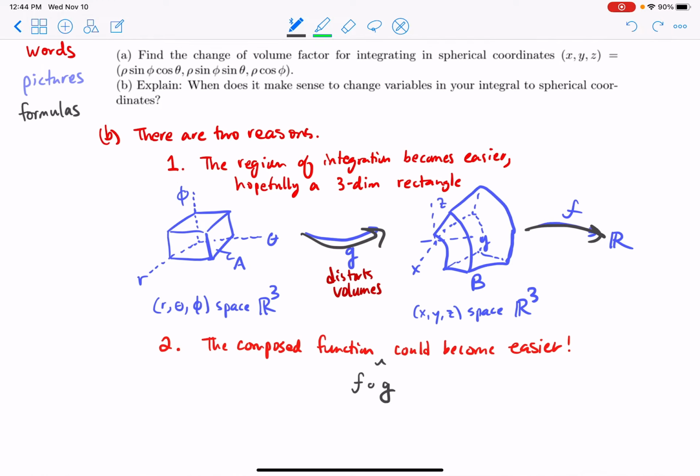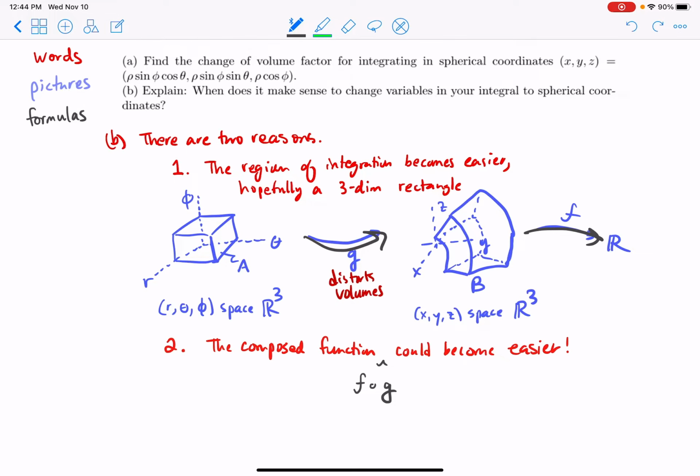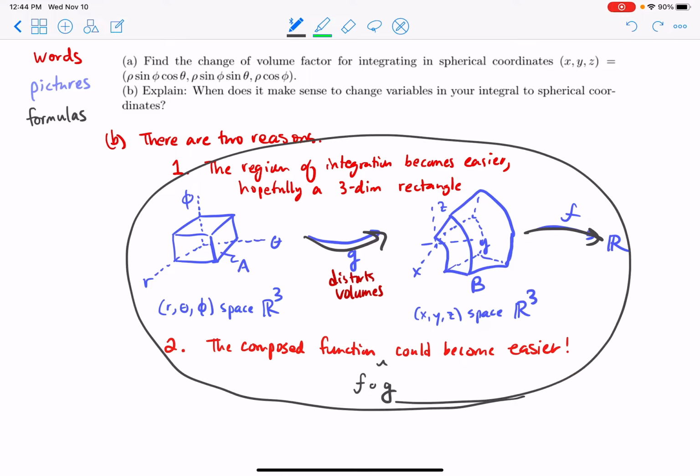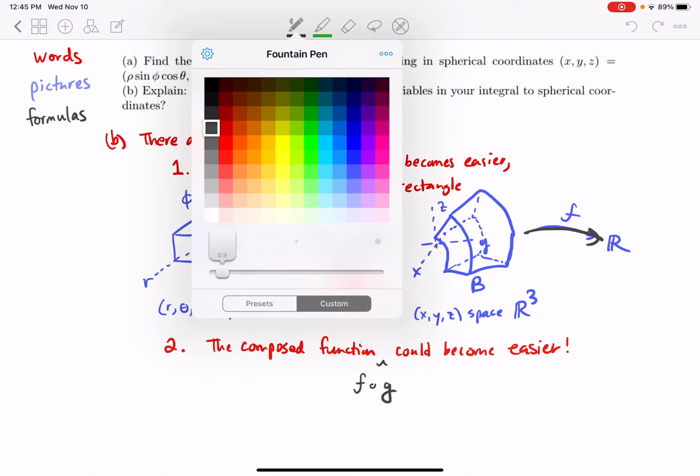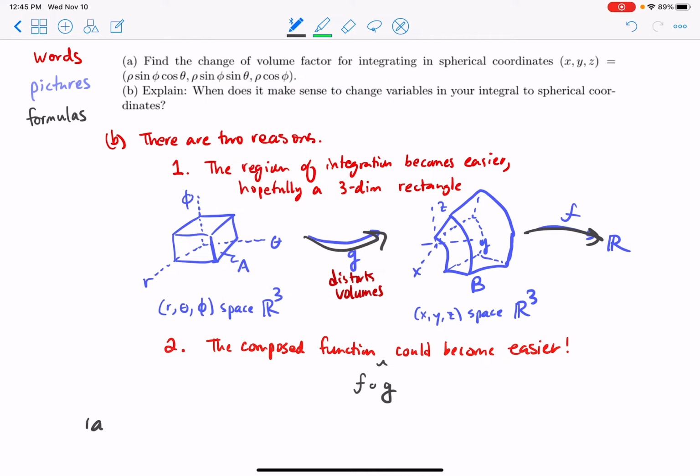Okay. Good, so the price we pay to make things easier is we need to change the volume. So there's some factor we have to compute that will fix this distortion of volume from A to B. So part A, compute the change of volume factor for spherical coordinates. And they give us the map, so we don't need to derive this map.